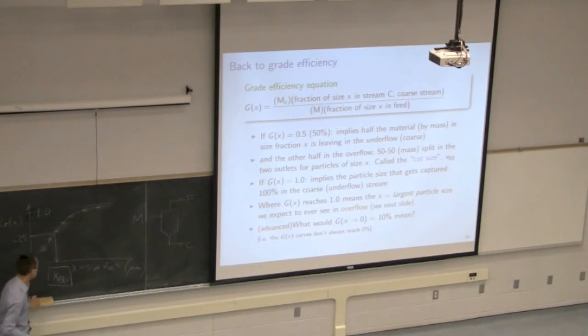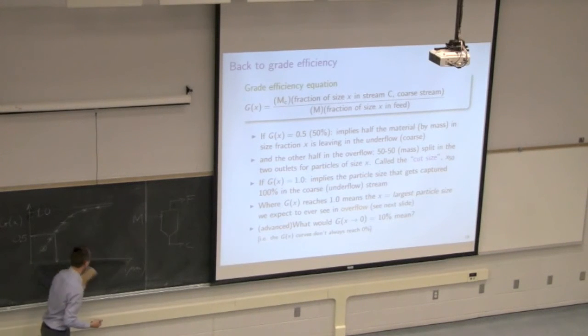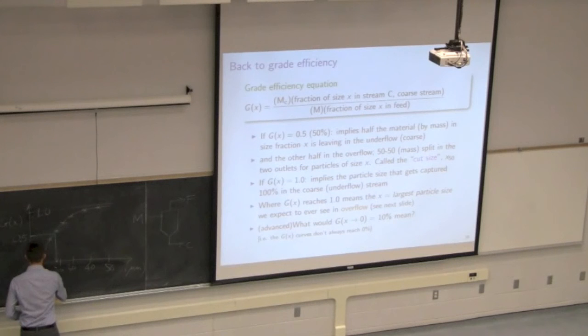So let's take a concrete example then. If I put some numbers on this axis, so here's 50, 40, 30, 20, and 10. So here's a cyclone that produces x50.